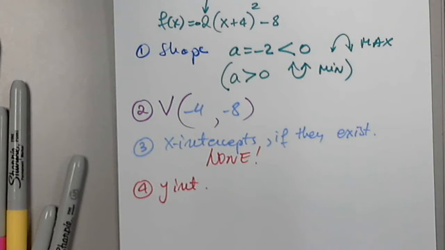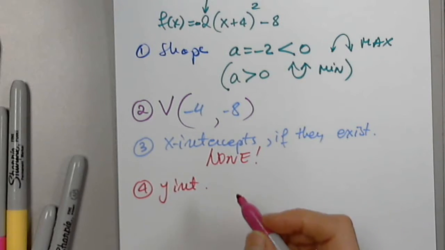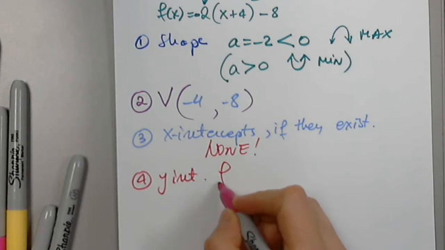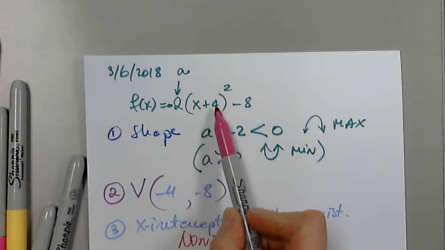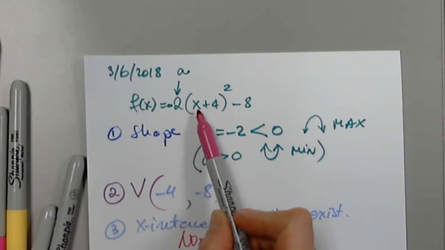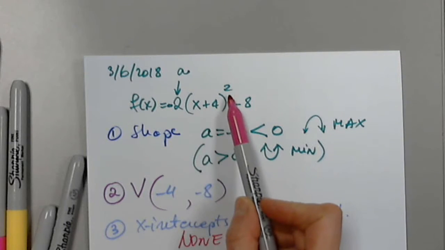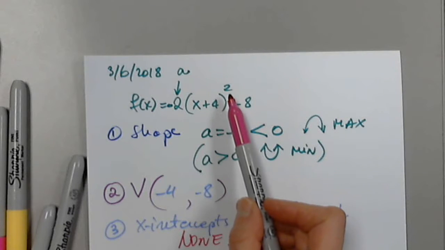Number 4, y-intercept. How do I get the y-intercept for any function? Very good. So I have to find f of 0. Let's do this together. 0 plus 4, 4. 4 squared, 16. 16 times negative 2.